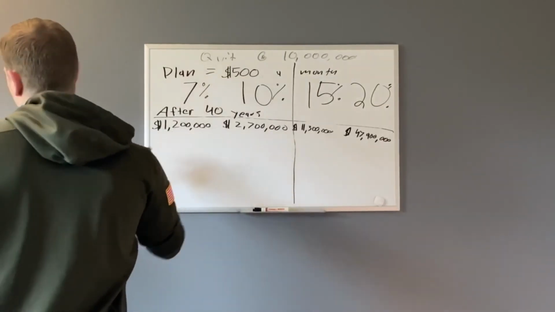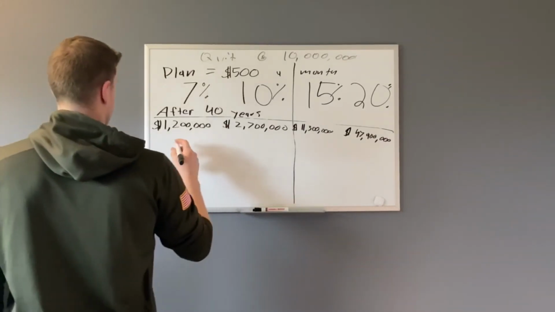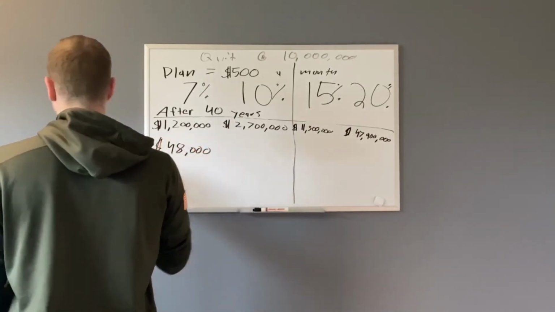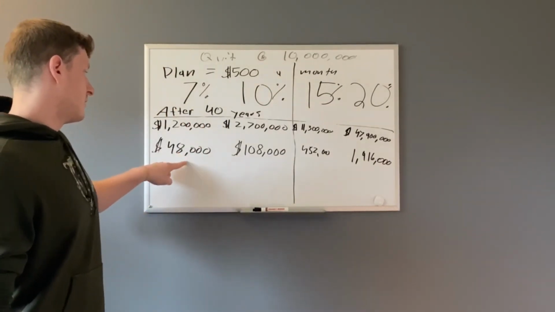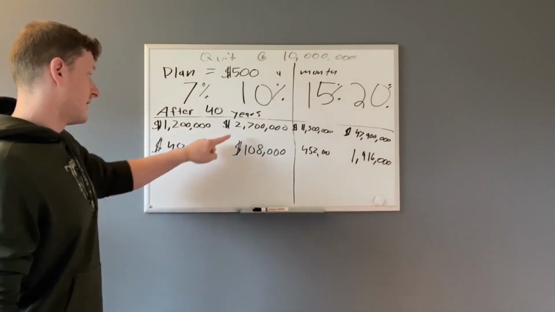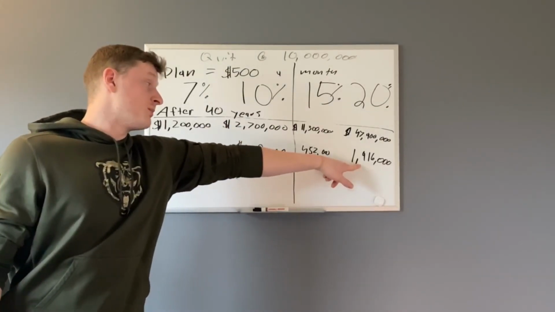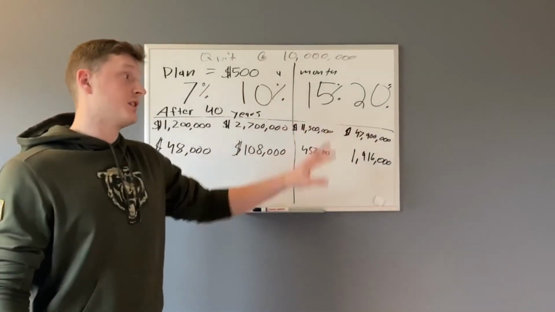So for the most part, 4% of 1.2 million is $48,000. Basically, if you take that 4% rule, you'd be able to live off $48,000 with 1.2 million, then $108,000, $452,000, and $1,916,000. So for the most part, again, I'm trying to aim for this, and we'll see how it goes.